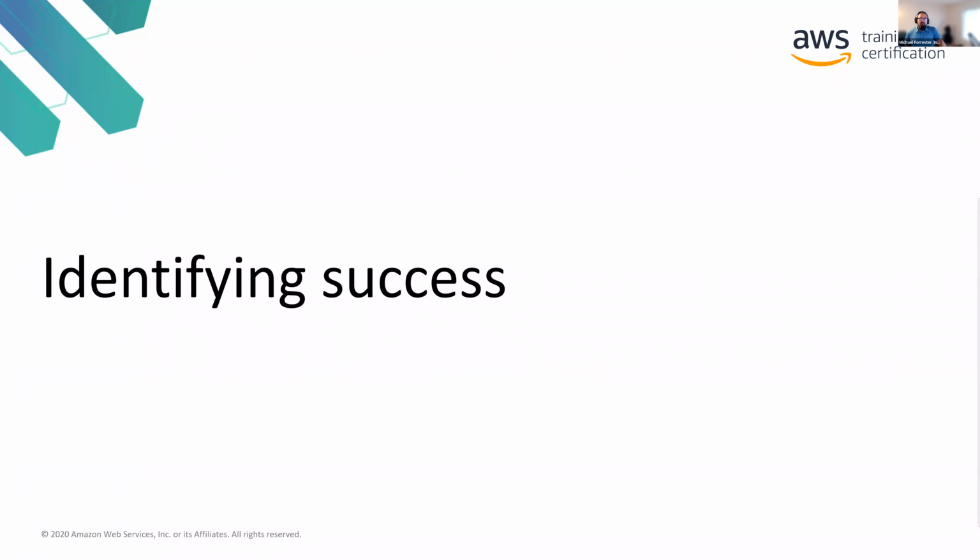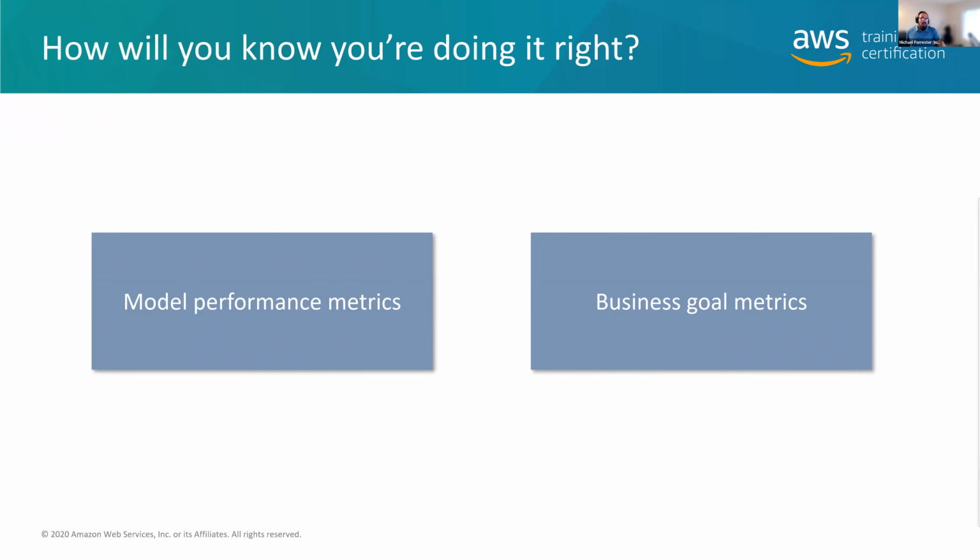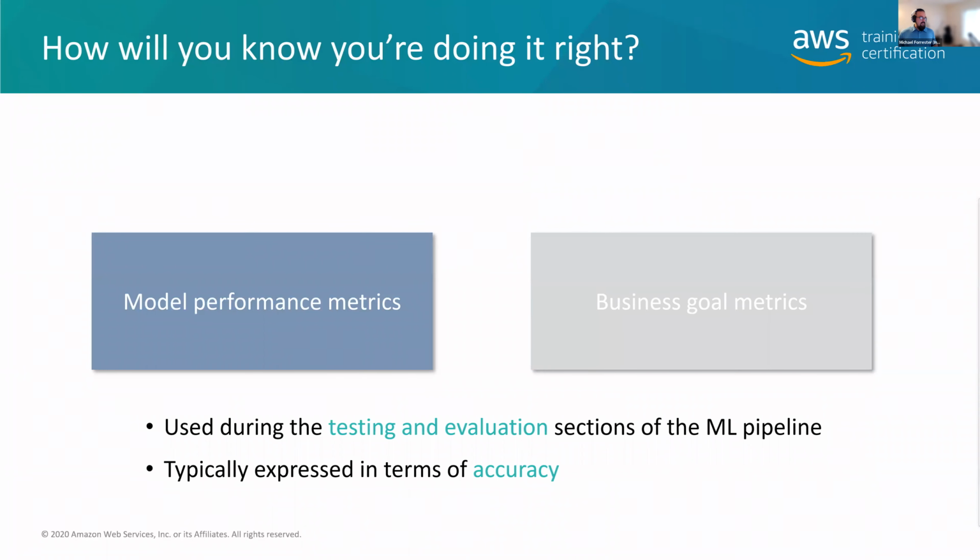So then how do we know that we're doing it right? Now, we've already defined business goal metrics, right? Because we had a business problem, which led to a goal, which then led to some business success metrics. And then we got some model performance metrics, right? But how do we know that we're actually achieving it, right? So this is during the testing and evaluation or testing and validation sections of the pipelines. We're going to dive into this a whole lot more.